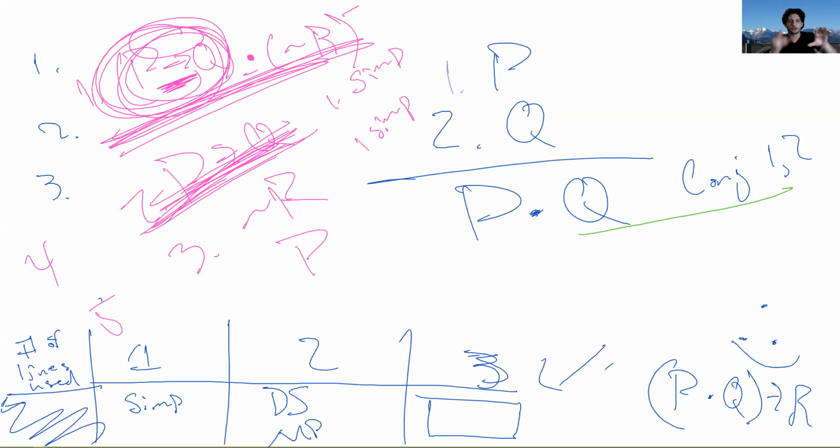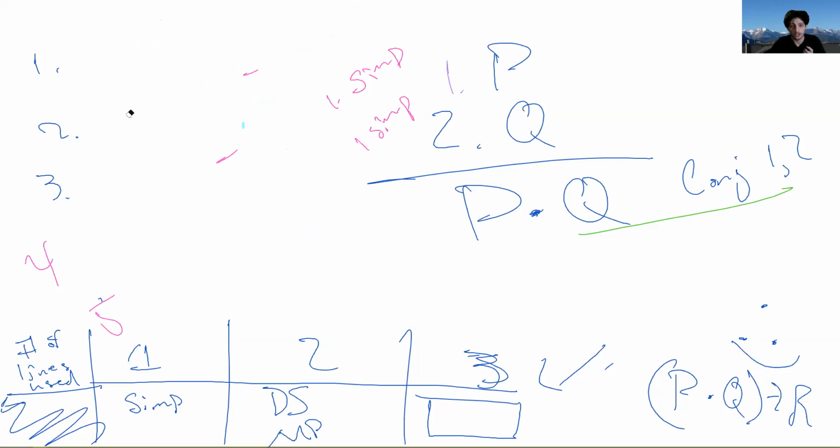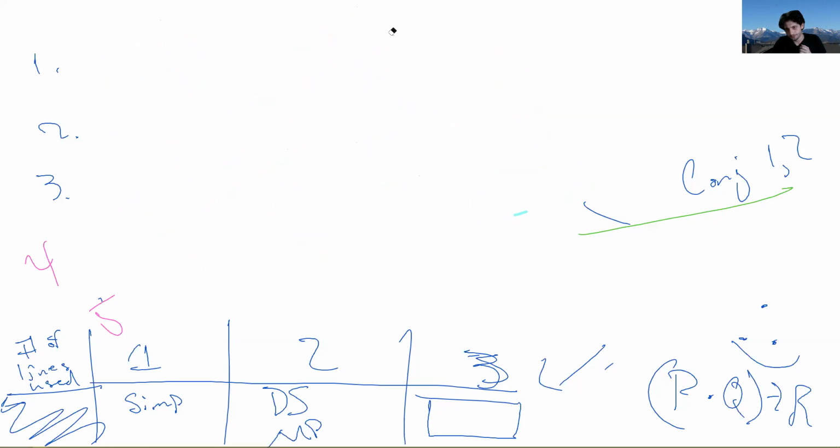So it's very important to recognize these rules work by looking at the main operator of these sentences. And that's yet again another reason why it's so important to be comfortable picking out which operator is the main one for that sentence. So that's conjunction.